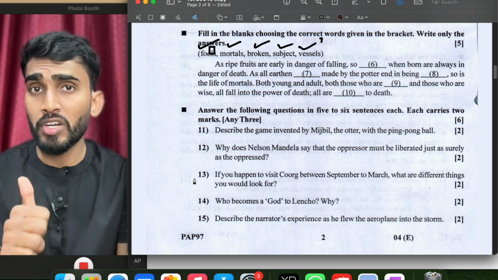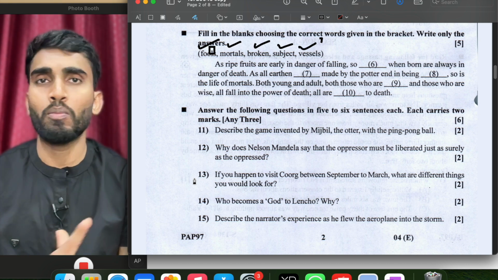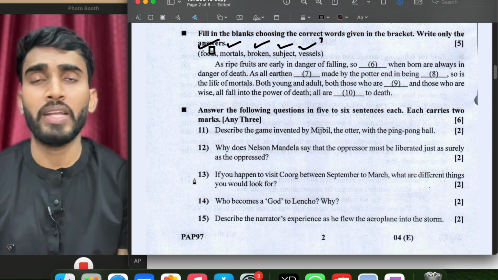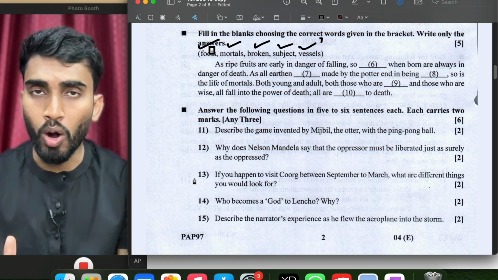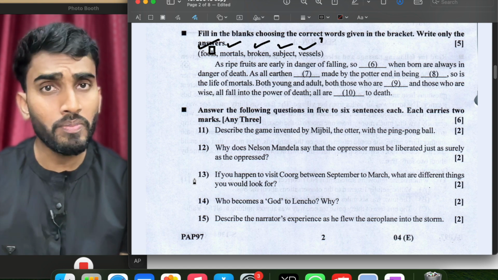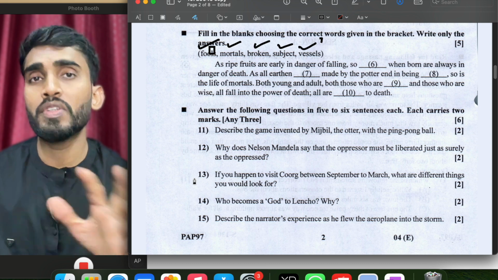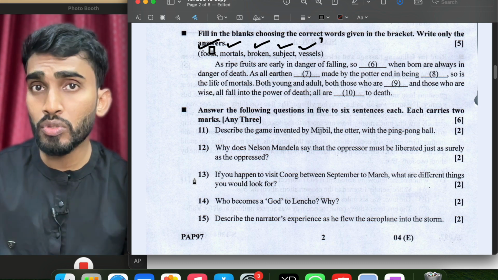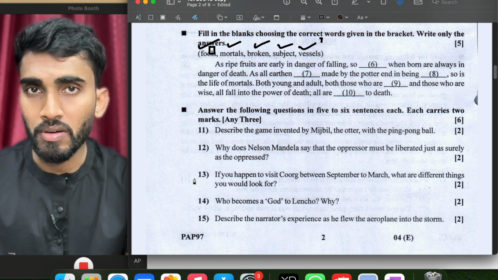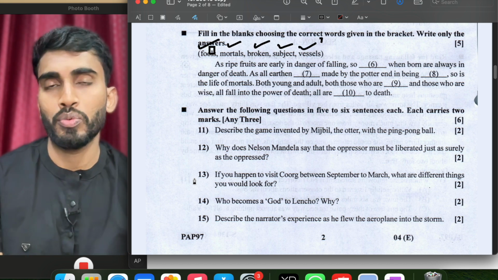These are unit number 1, A Letter to God. Unit number 3, Two Stories About Flying, both part 1 and part 2. Unit number 4, From the Diary of Anne Frank. Unit number 6, Mijbil the Otter. And unit number 7, Madam Rides the Bus. Don't miss the question-answer revision of these 5 units. Do the other units too, but first complete these 5 chapters, and then the other 2 you have to do.